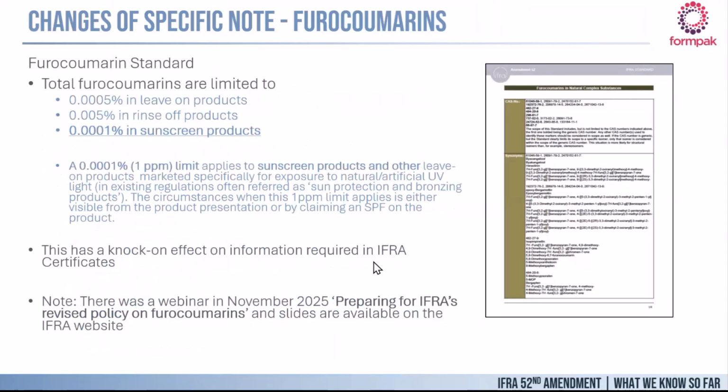So as a summary of that, total furocoumarins are limited to 0.0005% in leave-on products, 0.005% in rinse-off products, 0.0001% in sunscreen products. So the knock-on effect is that there's another set of calculations to be performed for this 1 ppm section. So what's captured in the table is very normal. What's captured in the notes is where there's a difference in terms of calculation.